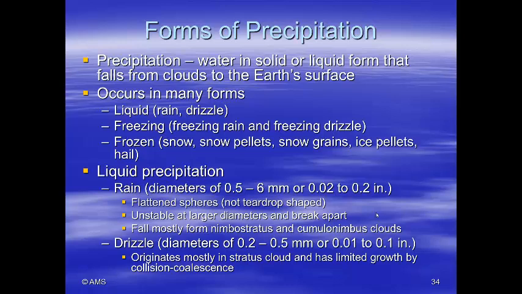Drizzle has diameters of 0.2 to 0.5 millimeters, and they originate mostly in stratus clouds and have limited growth by a collision coalescence process.